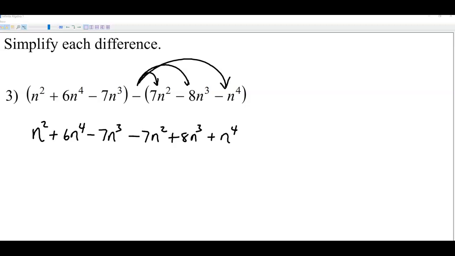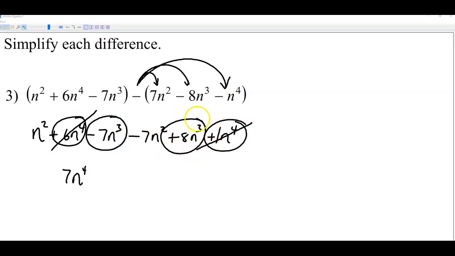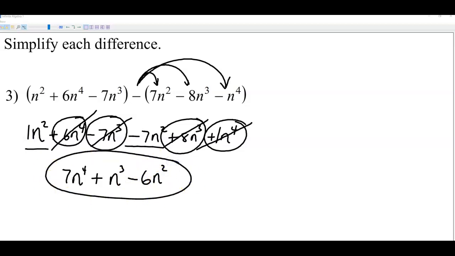This time I'll start with the terms that have the greatest powers. So we have 6n to the fourth can be combined with 1n to the fourth to make 7n to the fourth. And then we'll do the cubes. We have 7n cubed and 8n cubed. Since the 7 is negative, though, we'll be subtracting. 8 take away 7 is 1. And we don't need to write the 1. And then finally, we have the squares here. We have a positive 1 and a negative 7. When we combine those, we get negative 6. So there's that final answer.